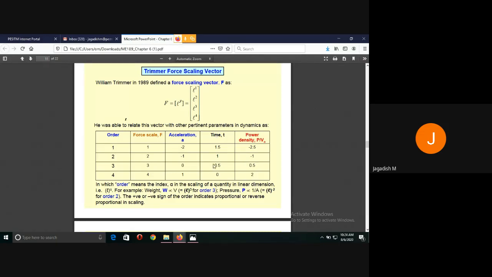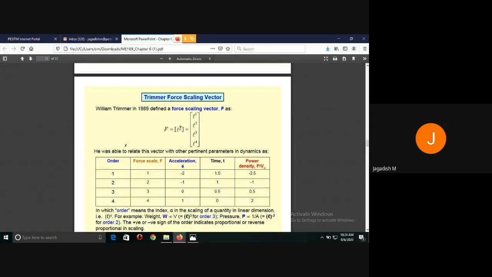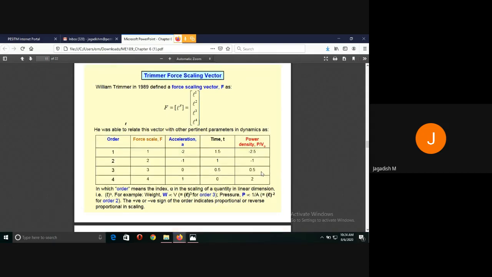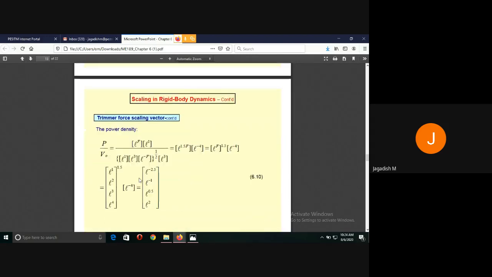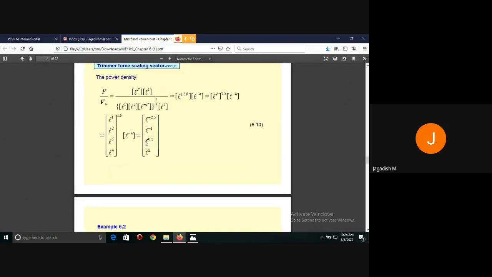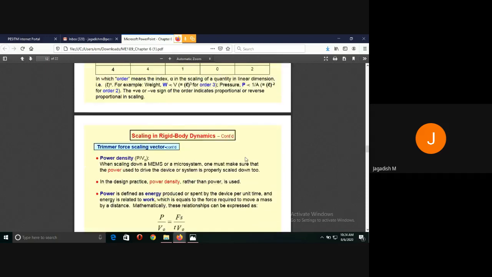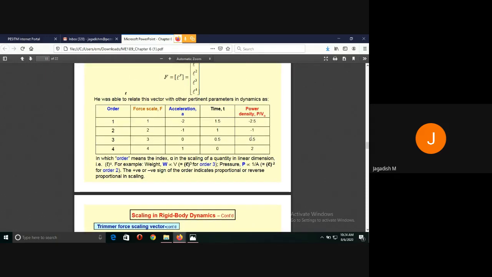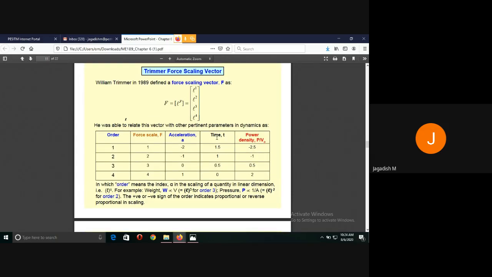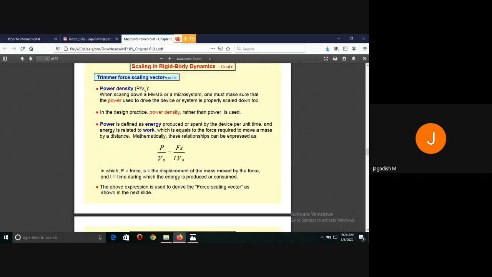Similarly, you should do it for time, you should do it for acceleration. For the force scaling vector, L to the power F is what? 1, 2, 3 and 4. Power density is what? Power density is minus 2.5, minus 1, 0.5 and 2. Similarly, you are required to solve for time and acceleration.